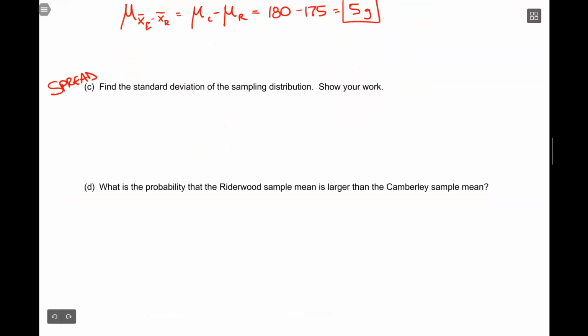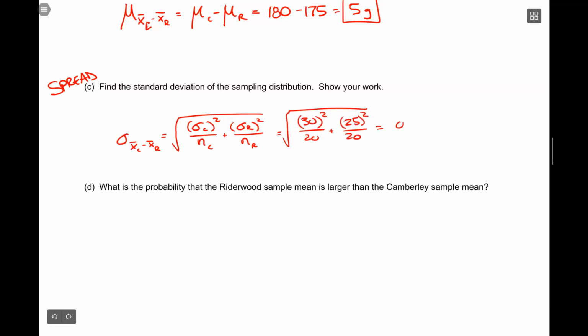Okay, that's the center. Let's now move down to spread. Find the standard deviation of the sampling distribution. Show your work. Well, here's our formula. And that results in an approximate standard deviation of 8.732.